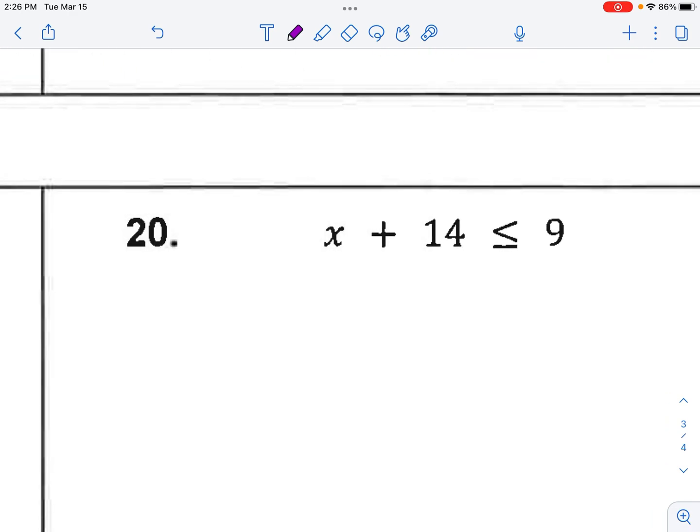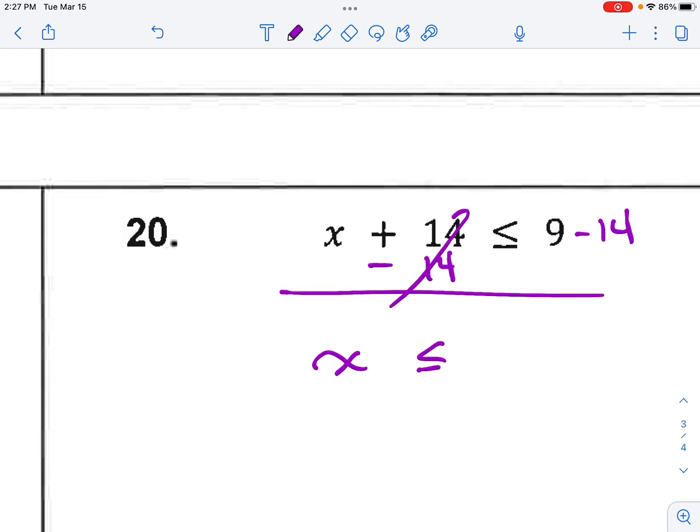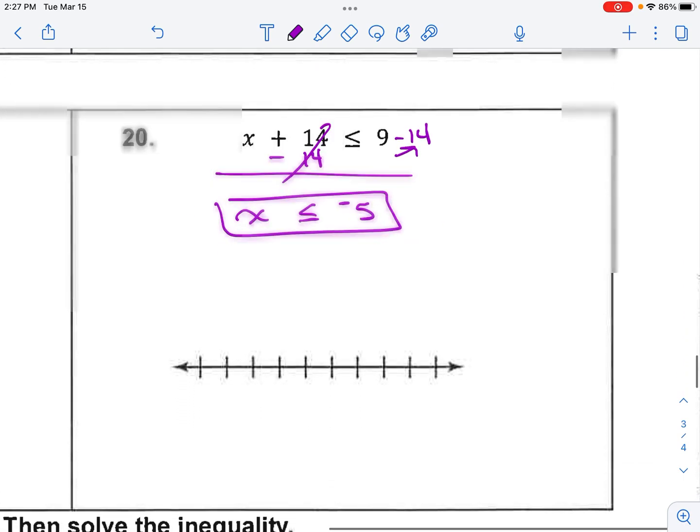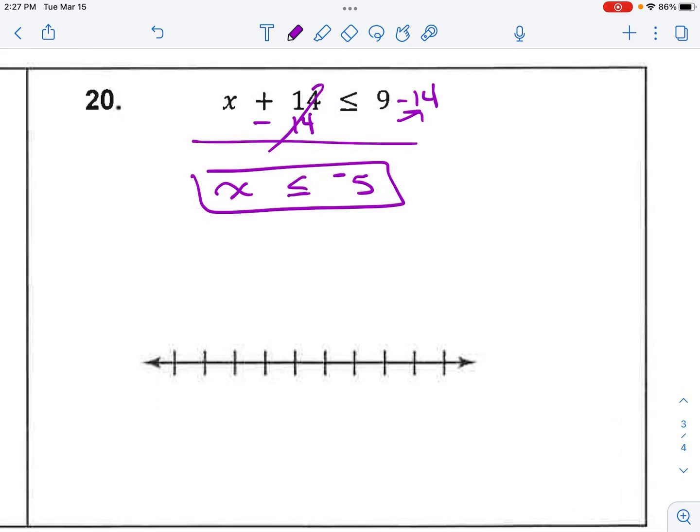And 20, x plus 14, the inverse would be subtracting 14 from both sides. 9 take away 14. Those are different signs. You're going to find the difference, which is 5. There's more negative. So x is less than or equal to negative 5. Less than or equal to, that's a closed circle pointing to the left.